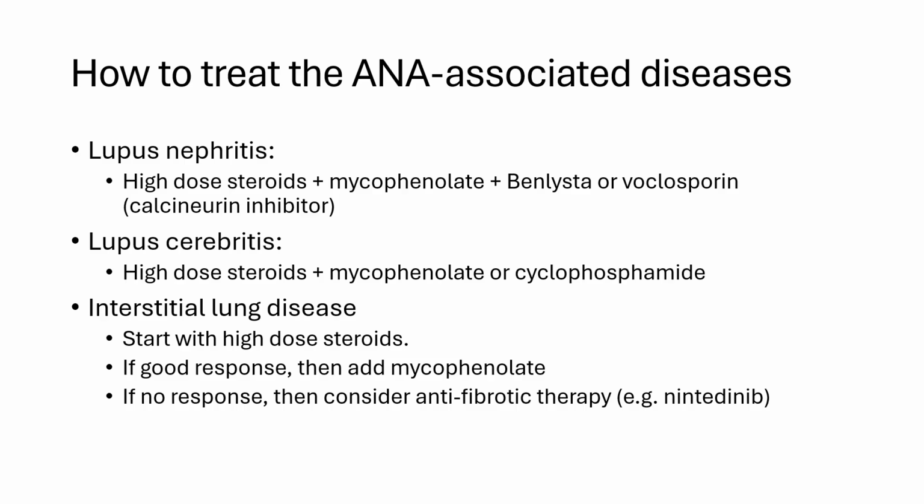What about the more severe or organ or even life-threatening manifestations of these diseases? Well, as we've talked about, lupus nephritis is a very aggressive and very concerning manifestation of lupus. This is currently treated with triple therapy: high-dose steroids, mycophenolate, and then the addition of either Benlysta, which we talked about in the last slide, or voclosporin, which is a calcineurin inhibitor similar to tacrolimus.